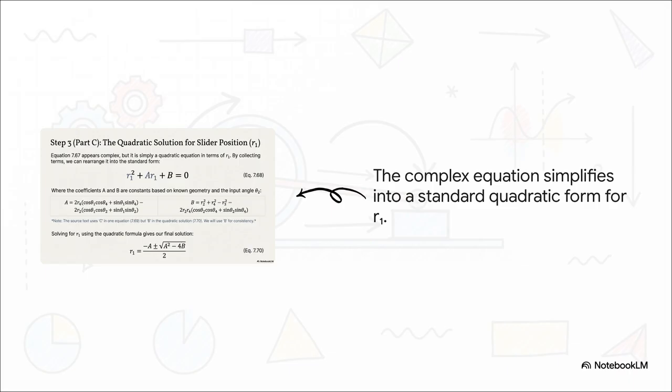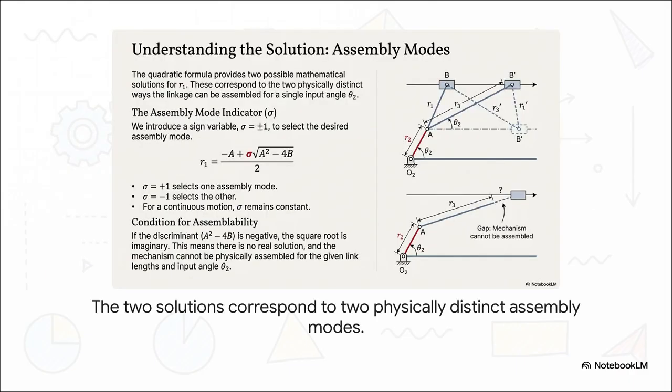And the best part is, those coefficients, A and B, are just combinations of things we already know: the link lengths and that input angle. So, solving this quadratic equation gives us 2 possible answers for R1, and that's because of that plus or minus in the formula. This isn't some kind of math error.